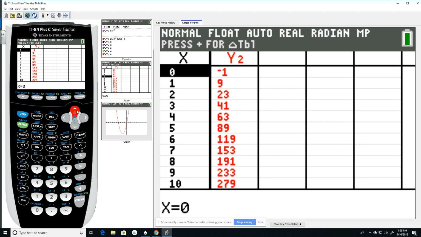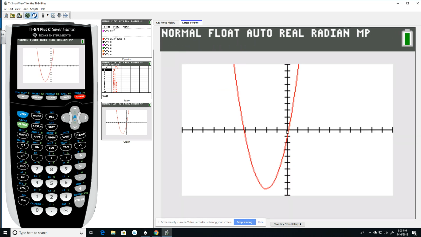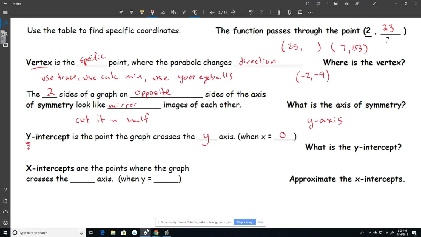Your calculator goes a little bit faster than my computer version of this. X equals 0 when y equals negative 1. And if I look at my graph, (0, negative 1), so here's my 0 and I go down 1, that looks accurate. That looks right. So my answer, my y-intercept, would be when x is 0, y is negative 1.